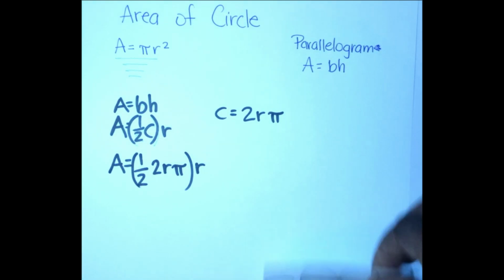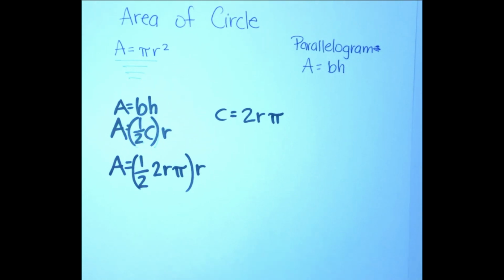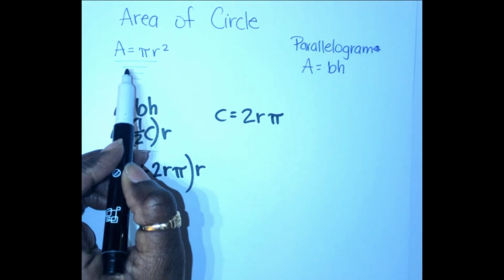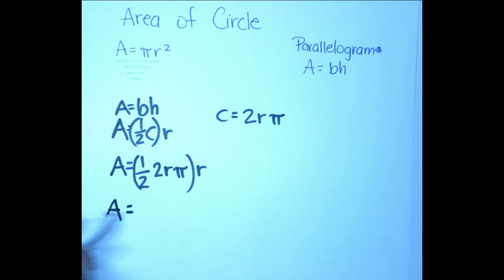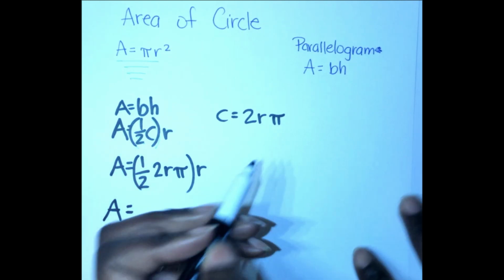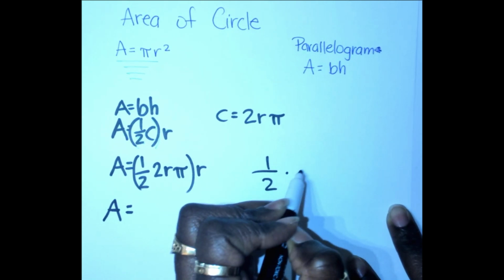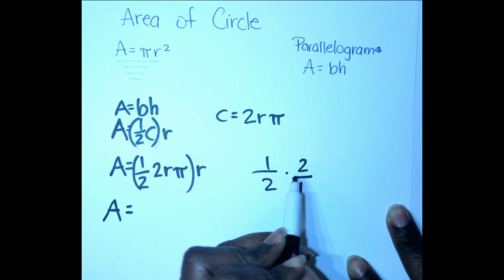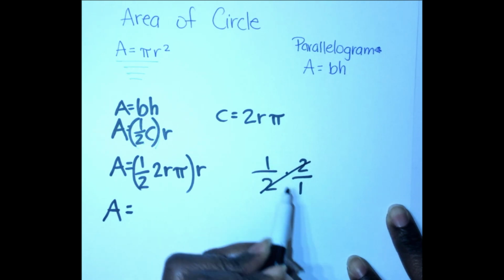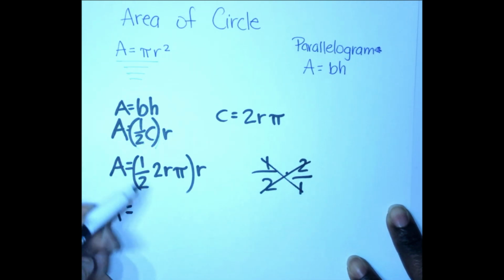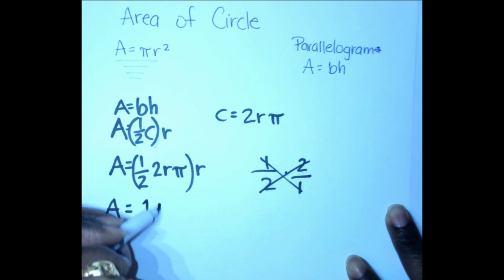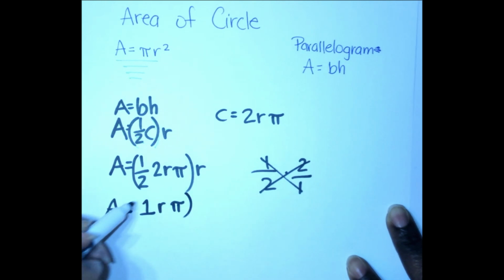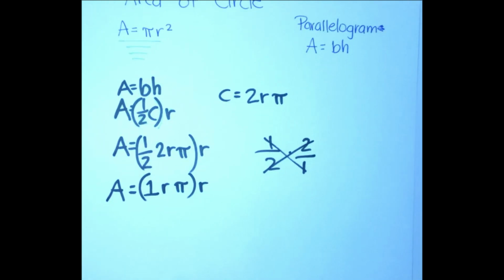Well, now what we're doing is just simplifying. We're just simplifying this so that we can get back to our original formula. Okay, so what we have is going to be then area is equal to, we have 1/2 times 2. Well, half of 2, in other words, 1/2 times 2, that's the same thing as 2 over 1. 2 divided by 2 gives me 1, and 1 divided by 1 gives me 1, right? So this gives us 1, okay, times r times pi, and then we're going to multiply that by r, okay?